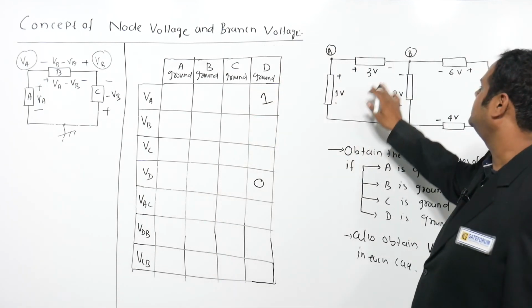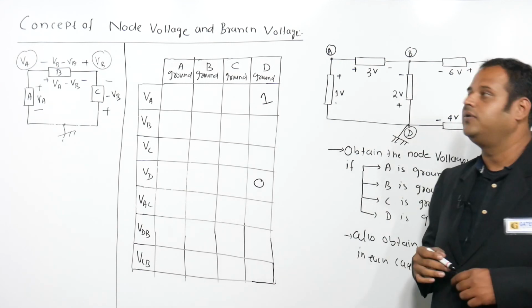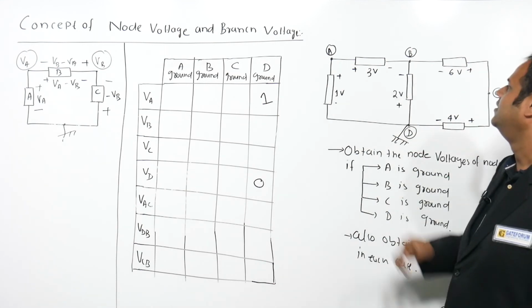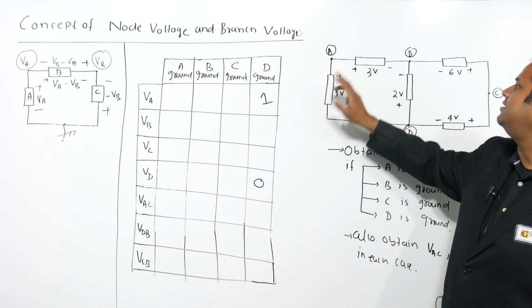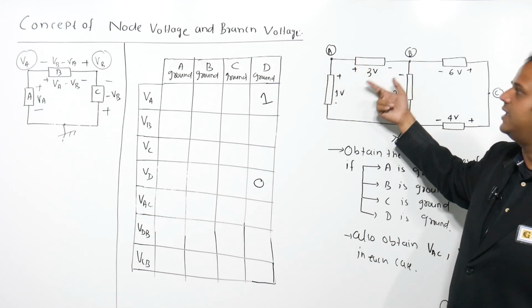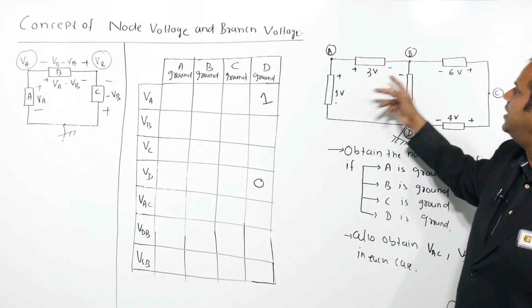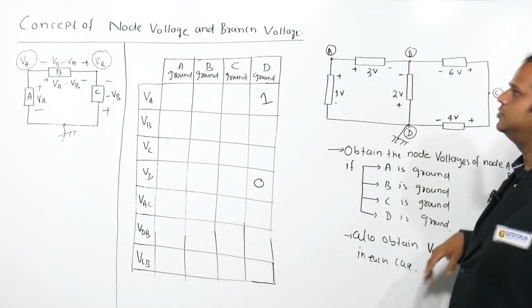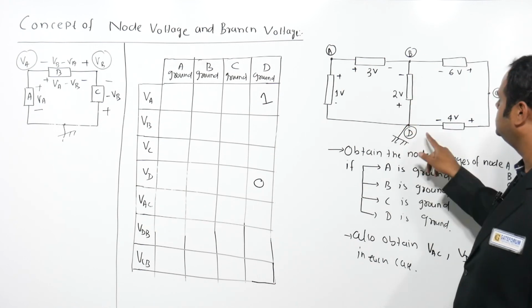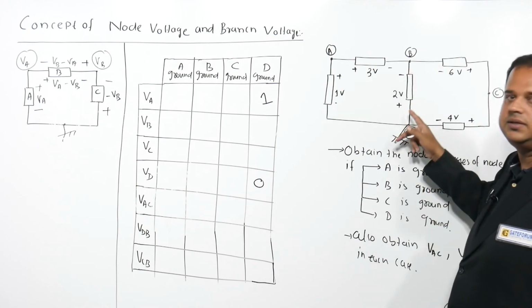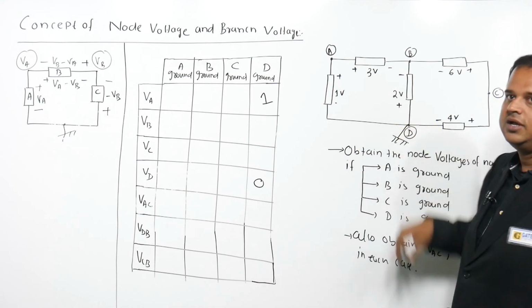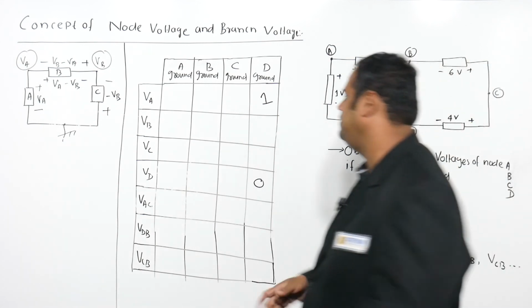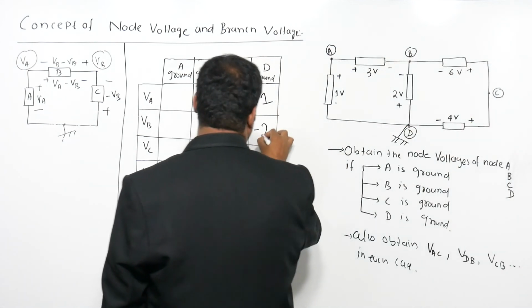Now how do you calculate VB? To calculate VB, I have two ways. Because I know VA, I can say VA minus VB equals 3. I can make use of VA and I can get VB. Otherwise, if I refer to this one, what minus what is 2? This side is plus, this side is minus. So 0 minus VB equals 2, minus VB equals 2, and VB equals minus 2. So VB I am getting as minus 2 volts.